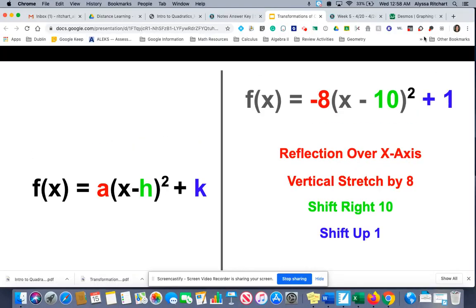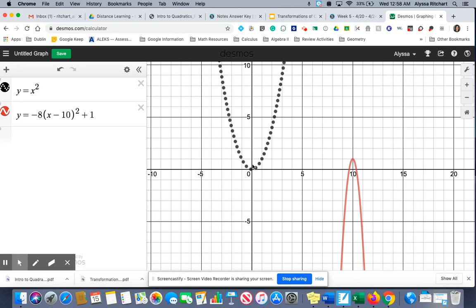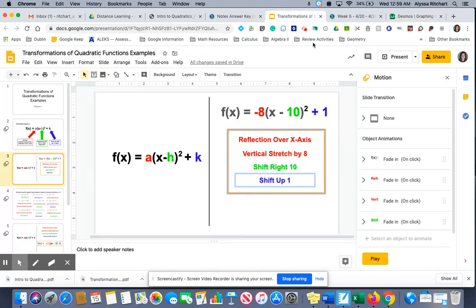If you are ever confused, you are more than welcome to plug y equals x squared into Desmos, which is the parent function, and y equals negative 8 times the quantity of x minus 10 squared plus 1. You will notice that this graph has been reflected over the x-axis. That's why it is facing downwards right now. It has also been vertically stretched. That's why it is skinny. It's been moved right and up. And that is exactly what we stated over here.